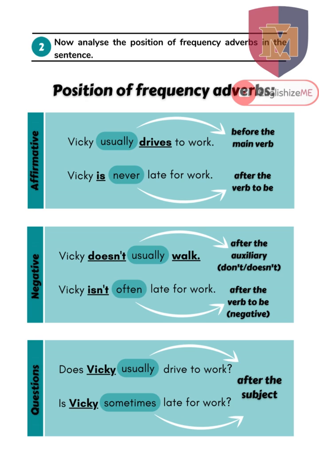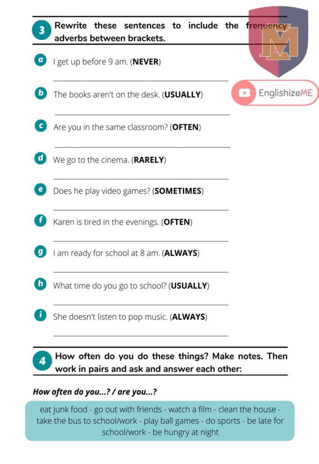And in this case, it's about the three parts of the position of frequency adverbs. First, affirmative. Next, negative, and then question, right? So in this part, we have a little quest for you, a little homework. Try to rewrite these sentences to include the frequency adverbs between brackets. You can use never, usually, often, rarely, sometimes, always.